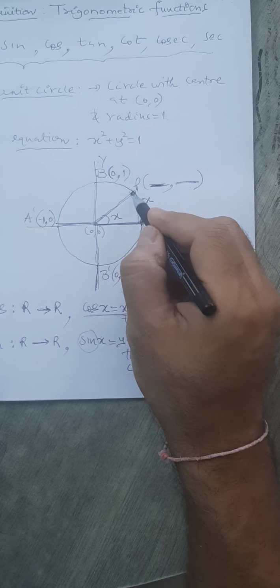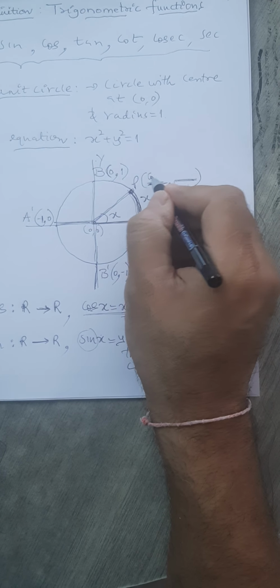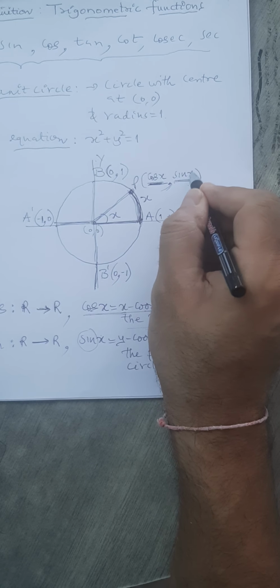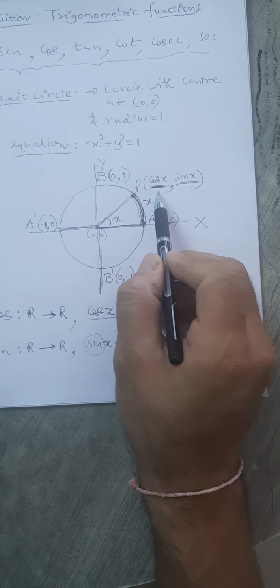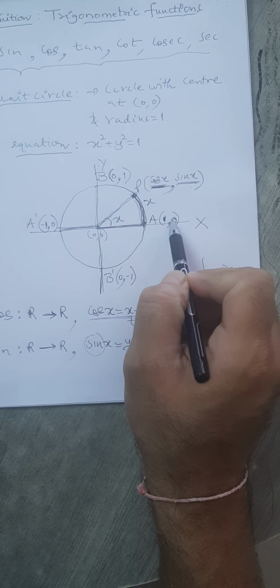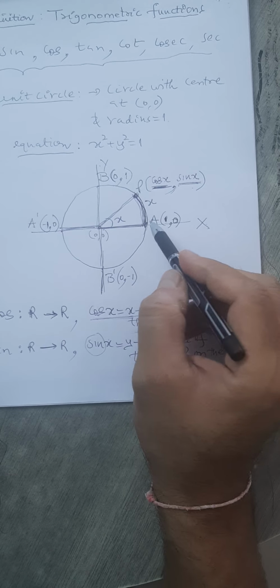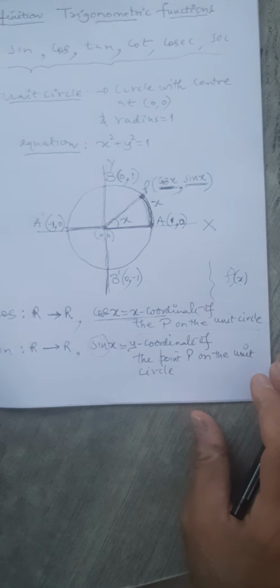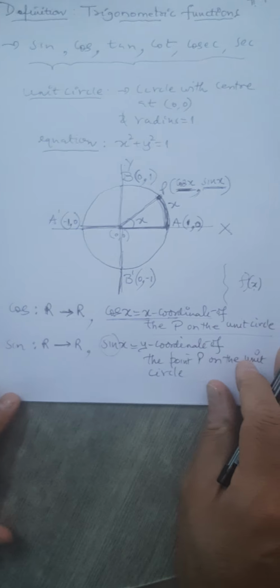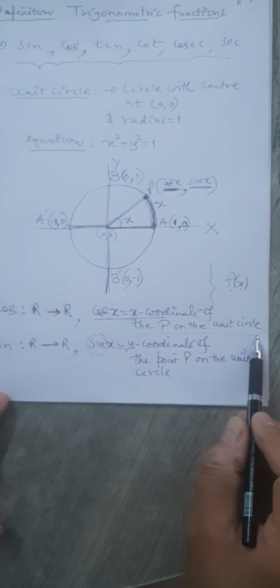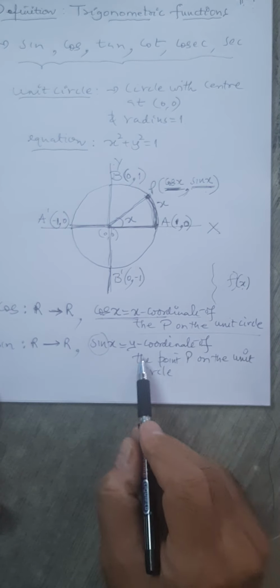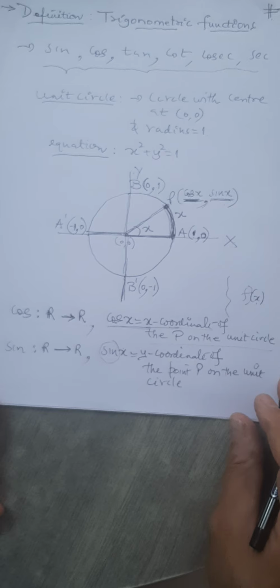The first coordinate, if this arc length is x, then the first coordinate is called the cos function, and if this arc length is x, then second coordinate is called the sine function. So here everywhere the first coordinate represents the value of the cos function and the second coordinate represents the value of the sine function, right? So cos function, I repeat here, cos function is the function from R to R. And how do we define cos x? X coordinate of the point P. Sine function is the function from R to R. How do we define it? It is a y coordinate of the point P on the unit circle.